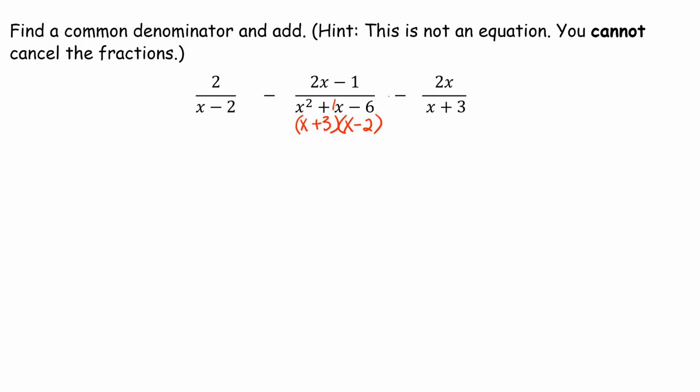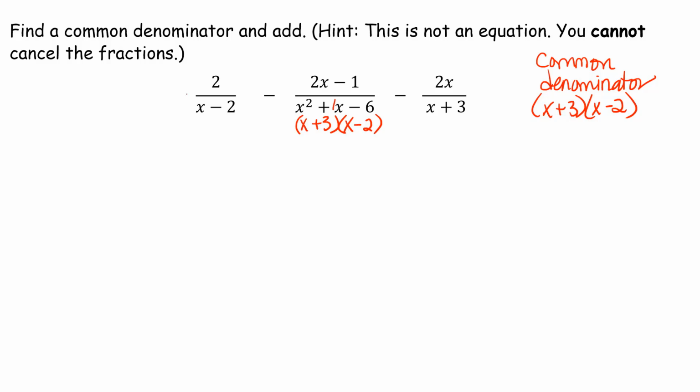3 plus minus 2 is 1, so that's good. I have a factor of x minus 2 here. I have a factor of x plus 3 here, so my common denominator is just going to be x plus 3 times x minus 2. So I need that to be my common denominator.